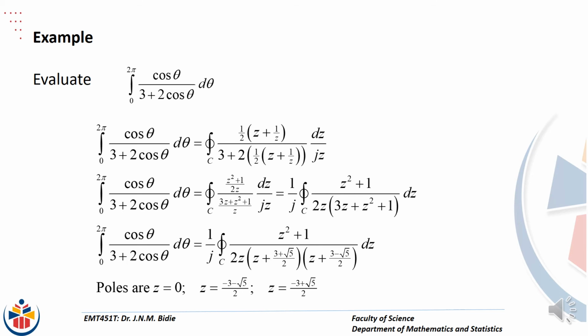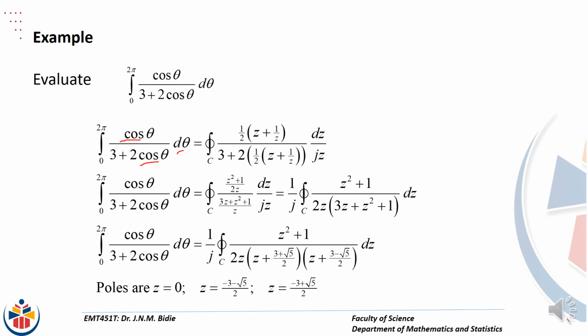Let's do an example. We've been given the integral of cos theta divided by 3 plus 2 cos theta d theta, and we're evaluating from 0 to 2 pi. That's the full interval. That means full circle of radius 1, center 0. First things first, we have to substitute cos theta and cos theta as well as d theta. We substitute them in, and then we do the evaluation.